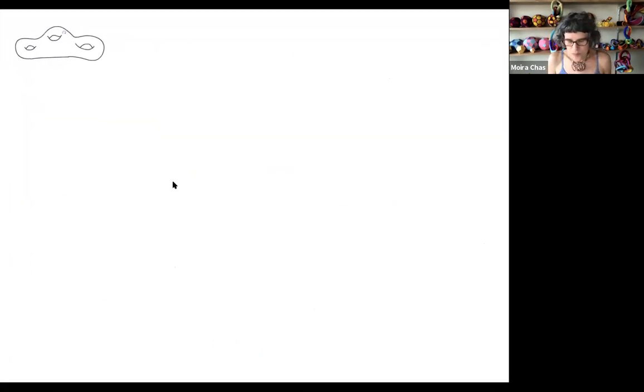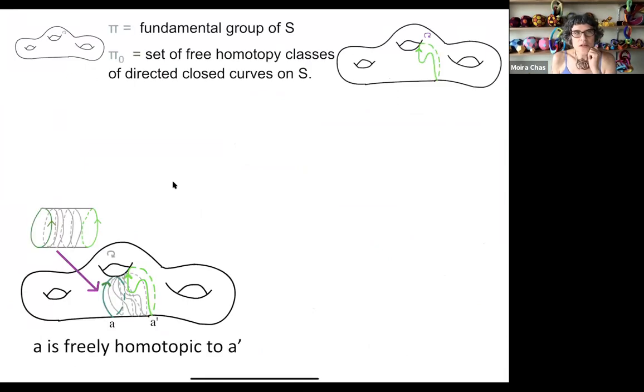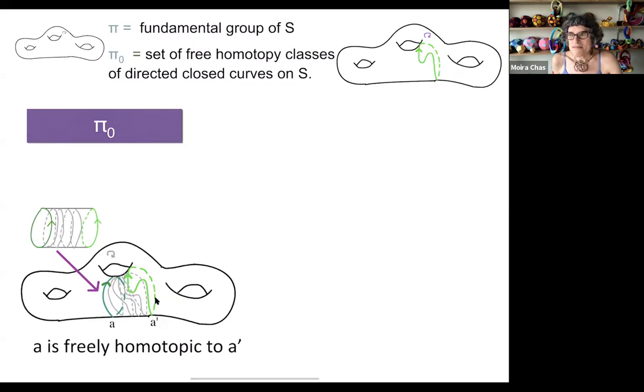So now we're looking at curves, and you're looking at curves up to deformation. The way I like to think of curves up to deformation is that there's this movie inside the picture where the curve moves to another position. This is equivalent to having a map of a cylinder where one boundary goes to one curve and the other boundary goes to the other curve. You can do that continuously. These two curves are freely homotopic. So this is our set.